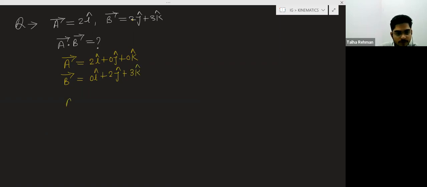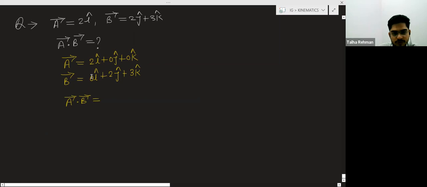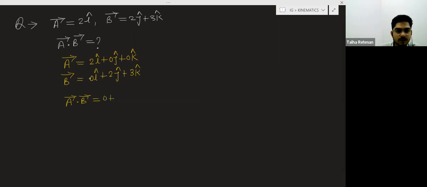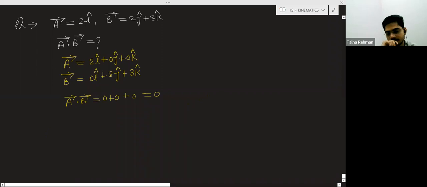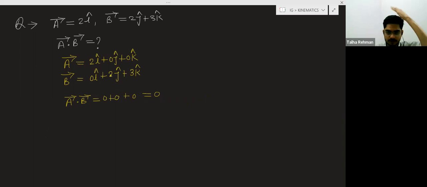Now when you find a dot b, you will multiply this 2 with 0, which will be 0, plus you will multiply 0 with 2, which is 0. So what is the answer? 0, right? So remember these points, okay?